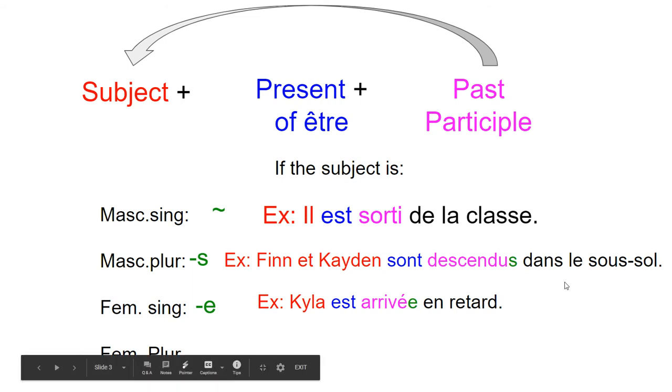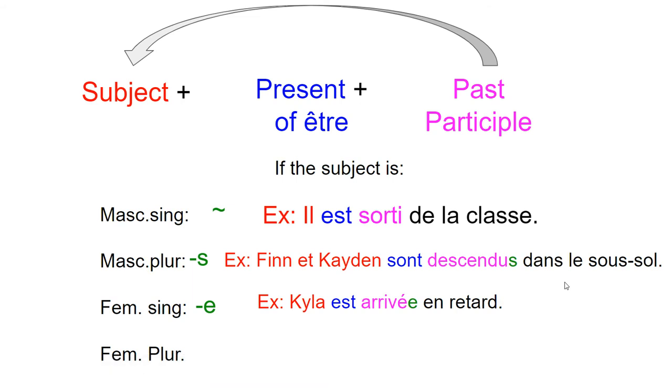Okay, and then finally, if your subject is masculine plural, you're going to go ahead and add ES. Okay, so you take the feminine form and you make it plural by adding the S. So, les filles sont allées au restaurant. So, les filles is our subject, the girls. We're going to conjugate the present of être with that. So, it takes the sont form.